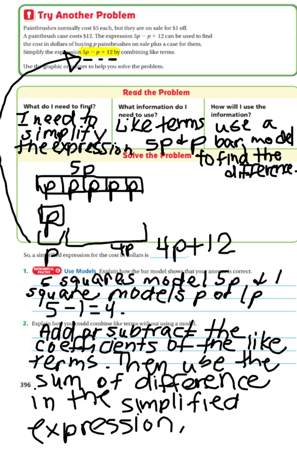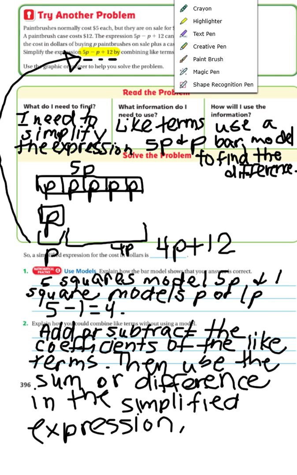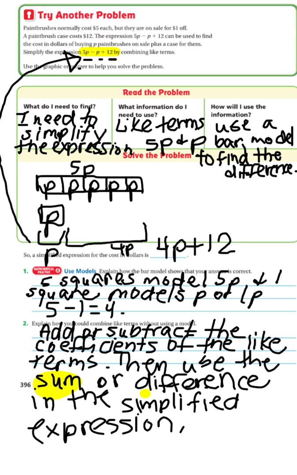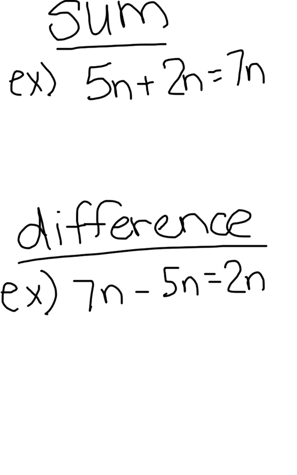So you are going to add or subtract the coefficients of the like terms. Then use the sum or difference in the simplified expression. I'm going to go ahead and give you an example of the sum or the difference of an expression with combining like terms. If you're finding the sum, that is a huge hint that you are adding. If you're finding the difference, that is a big hint that you are going to be subtracting.